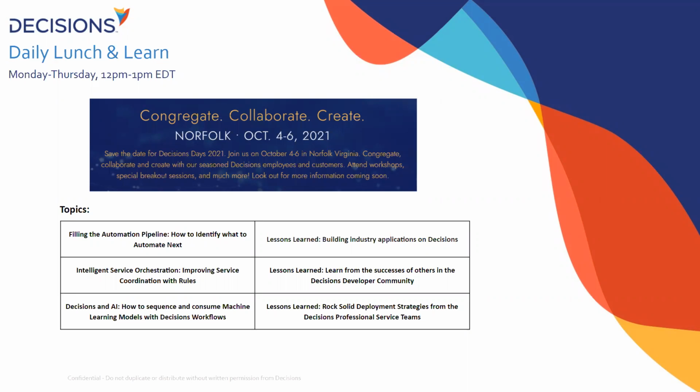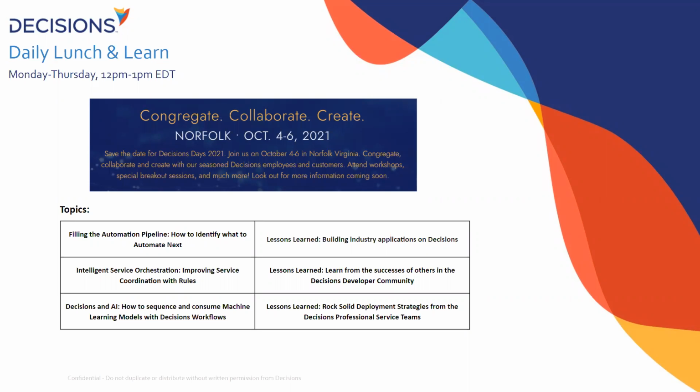Topics included already: we're going to be talking about how to identify what to automate next, right? So if you're trying to continuously improve your process, how is it that you identify a major bottleneck or something that might be the next appropriate task to fix and automate with Decisions. We'll be talking about how to build industry applications on Decisions. I will be giving a lecture on Decisions and artificial intelligence, right? How to sequence and consume machine learning models with Decisions workflows. And if I do say so myself, that's going to be a really interesting seminar to attend. Fantastic. A shameless plug there. And then we'll also have a couple of other workshops that are going to include intelligent service orchestration, and all these will include lessons learned. So you can learn from others' mistakes if you come and join us.